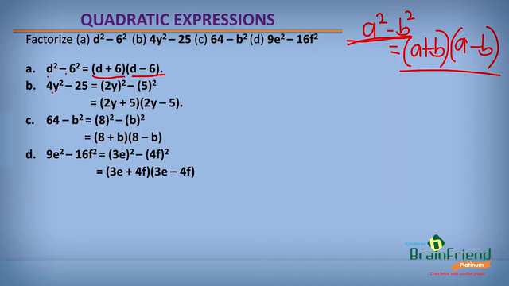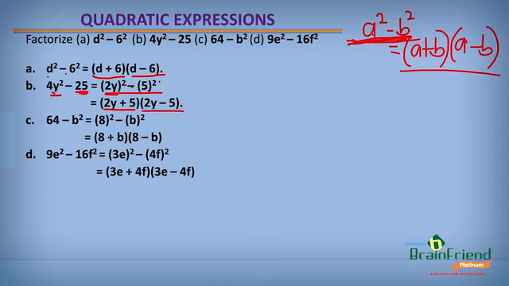Now for 4y squared minus 25, we have to find the square root of 4y squared and make it to be in this form, a squared minus b squared. So once we have that, the square root of 4y squared is 2y. So we have 2y squared minus the square root of 25, which is 5. So minus 5 squared. Now 2y squared minus 5 squared is in this form, a squared minus b squared. So we can simply say it is equal to 2y plus 5 times 2y minus 5.